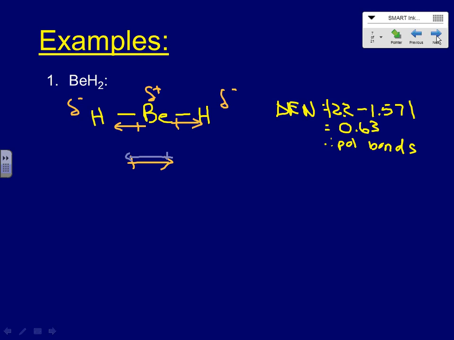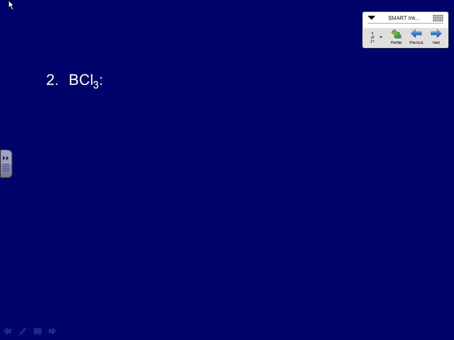Okay? All right. Some other examples, BCl3. Again, boron, special case, can have 3 bonds. There's 3 chlorines on this. It's going to turn out to be trigonal planar, Cl, Cl, Cl. Again, delta EN.